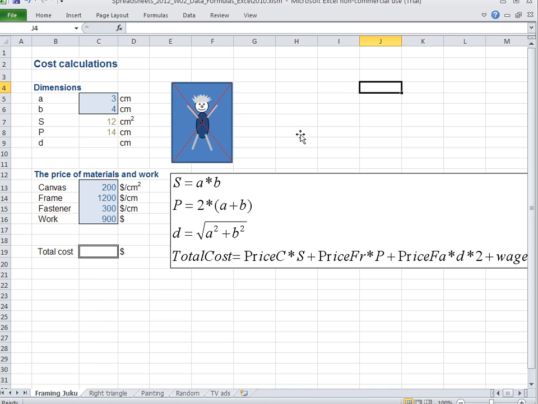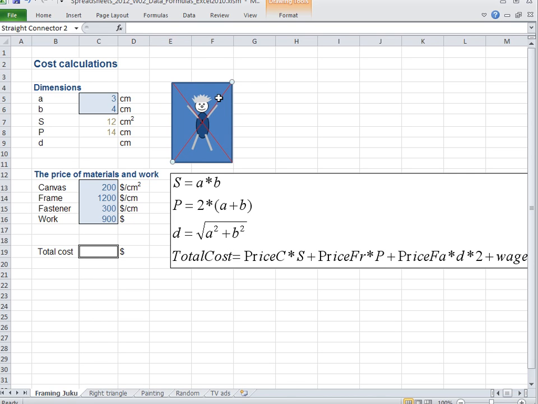And now comes an important part, how to calculate the length of the fastener. We know that this side here is 3 and this side is 4. And thus we can see that the 3, the 4, and the diagonal form what is called a right triangle. A right triangle is a triangle which contains a 90-degree angle in it. The 90-degree angle is here, this is 3, this is 4, and this is the diagonal.